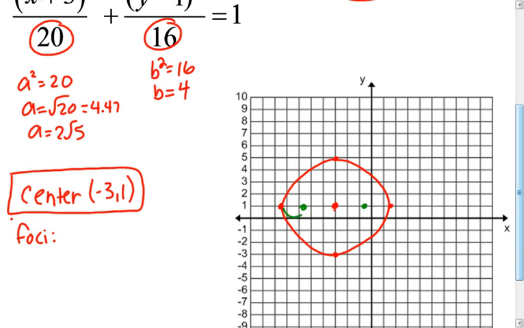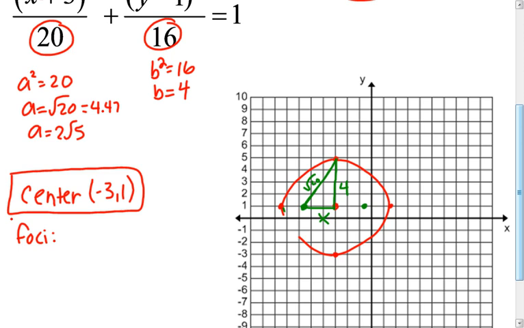But because this distance right here was the square root of 20, when I connect my foci to my minor axis, this distance right here is also the square root of 20. Okay, so there's your square root of 20. All right, let's say my foci is right here. This distance we know to be 4, and I don't know what that distance is right there, and that's what I'm going to find out.